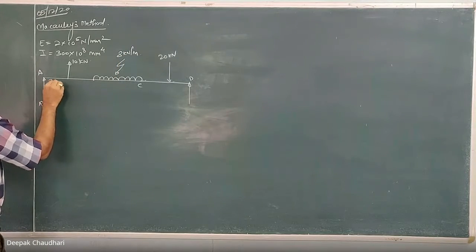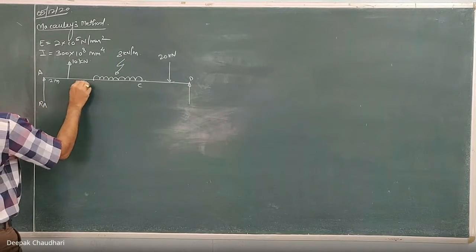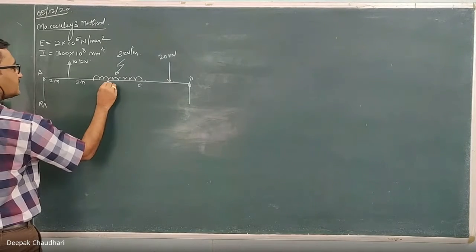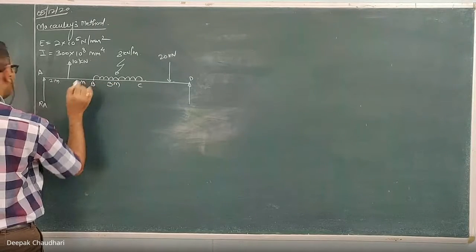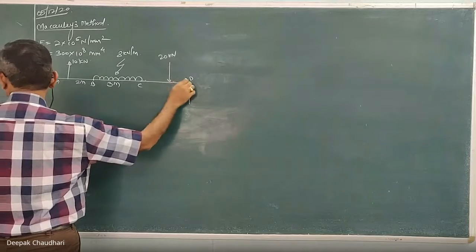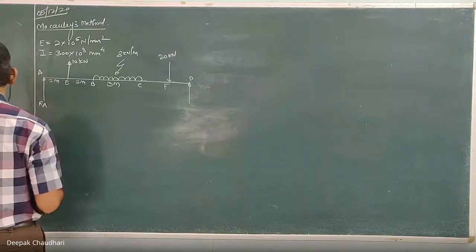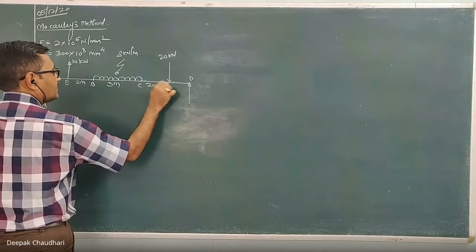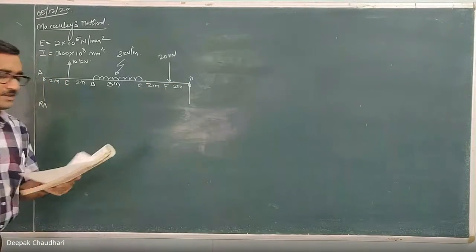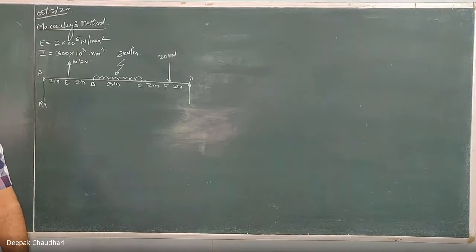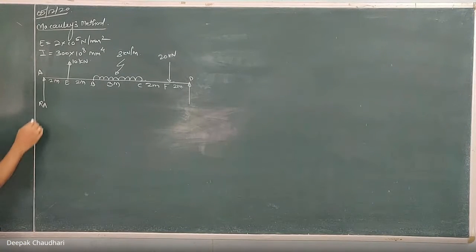Okay, this is 2 meter. This distance is 2 meter. This is 3 meter. This point is B. This is C, this is D. Let this point be E and this be F. This is 2 meter, this is also 2 meter. What we have to calculate for this simply supported beam is the deflection at point B and the slope at point D.